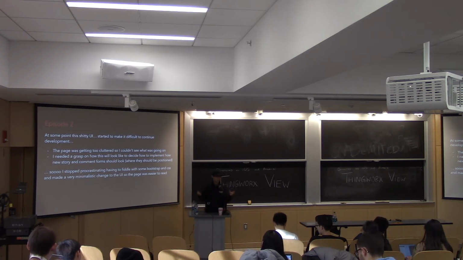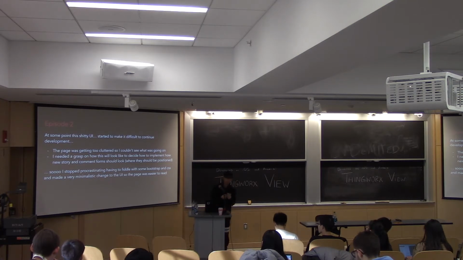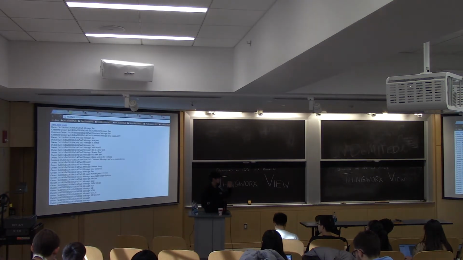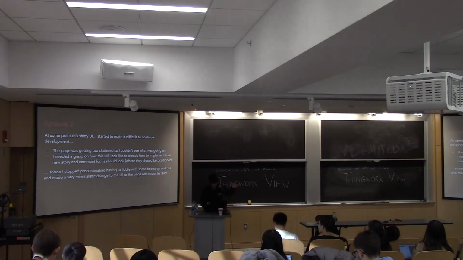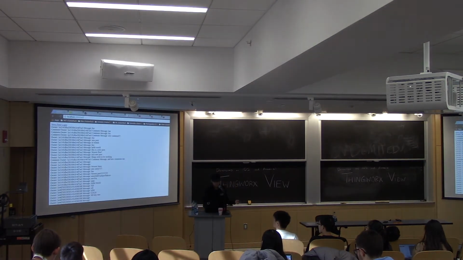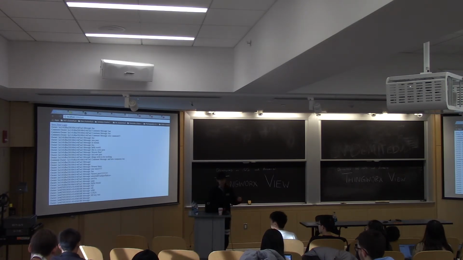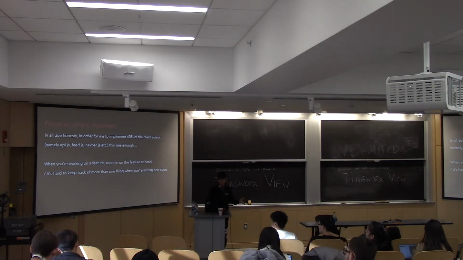This kind of leads me to my next point. This is episode 2. At some point, this ugly UI I was showing started to make it very difficult to continue development. It's difficult to see where a common thread starts. I'm not sure if one of these hashes looks ever so slightly different, and because of that I don't realize it's actually a different user, etc.